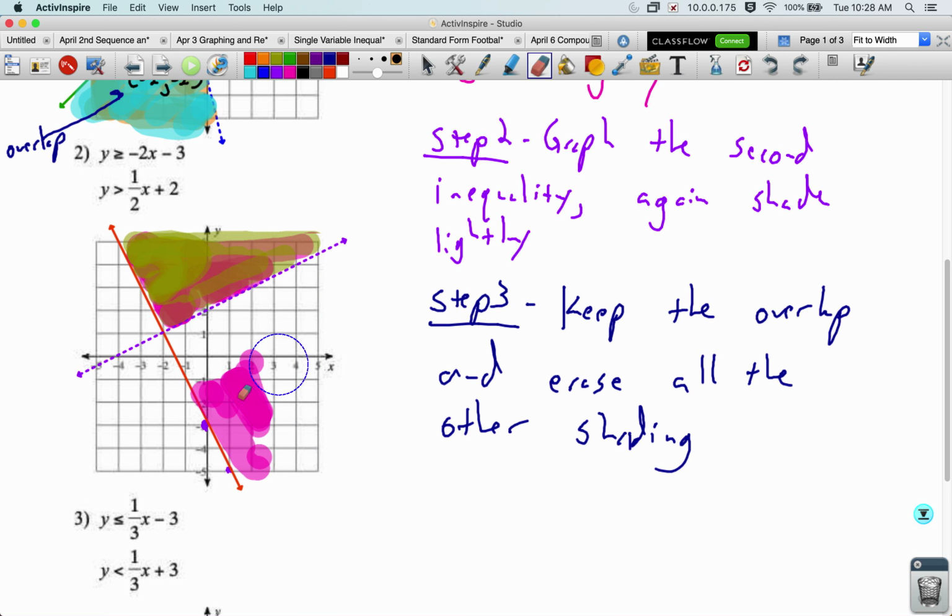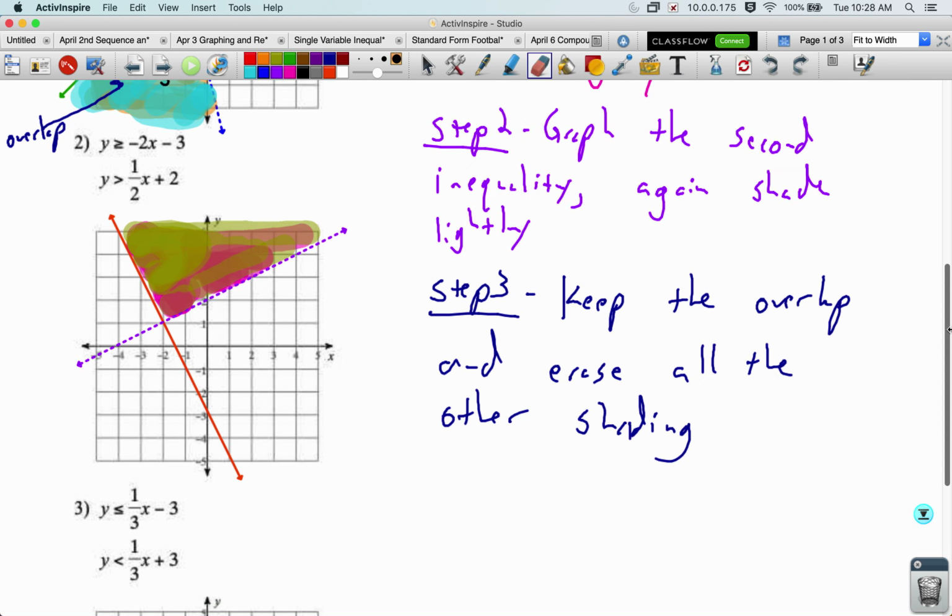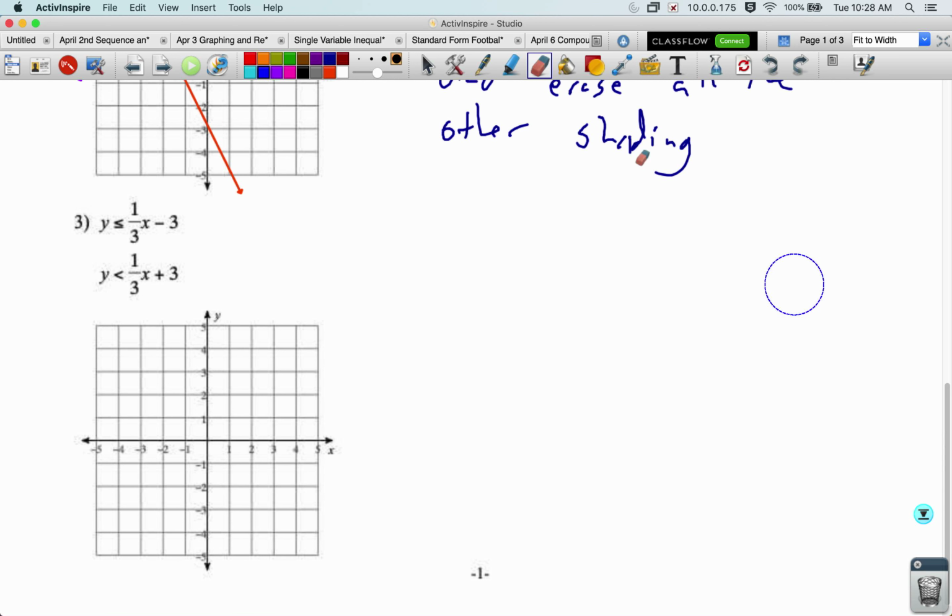All right, and I'll skip the double check, but you guys know how to double check. Pick a point in this region and plug it into both inequalities. Make sure you get nice true statements. All right, another one. Ooh, this one's a little bit different. We're going to see what happens. Just follow your steps and you will get the right answer here.